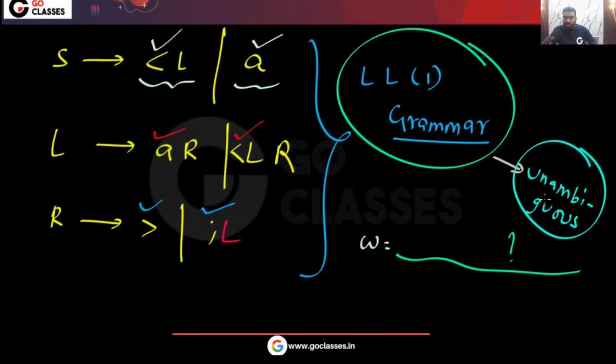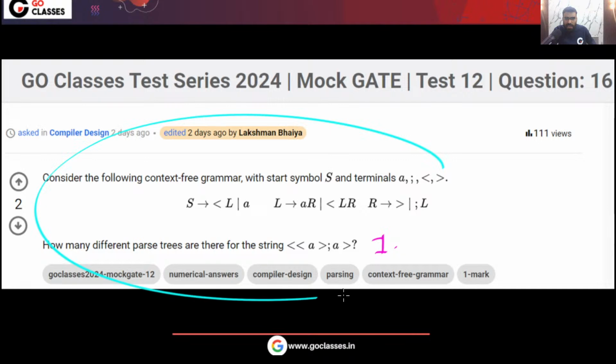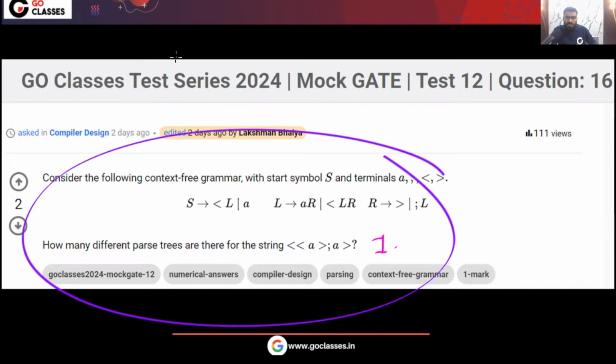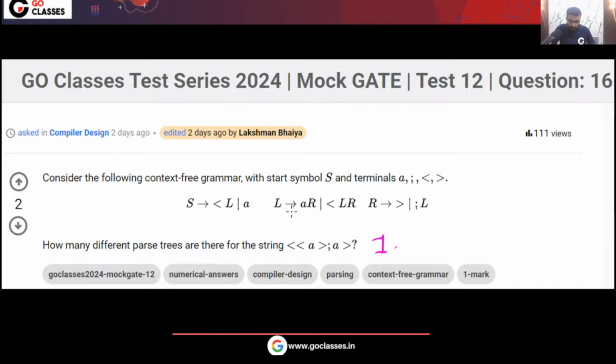Because it is an unambiguous grammar, any string which belongs to the language of this grammar will have only one parse tree. Yes or no? Any string which belongs to the language of this grammar will have only one parse tree. Okay. So let me see if anyone has any doubt.